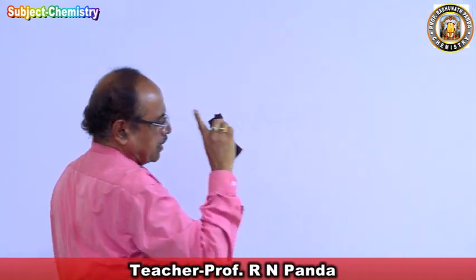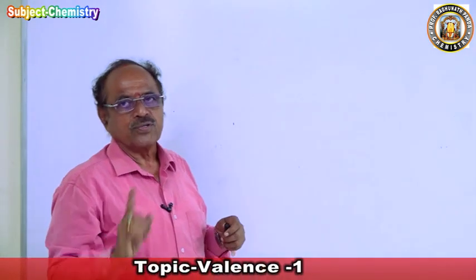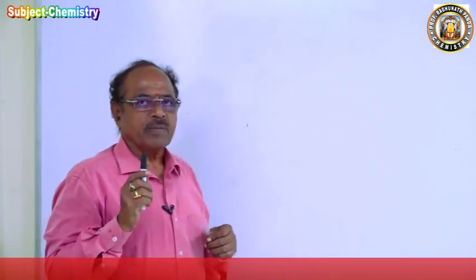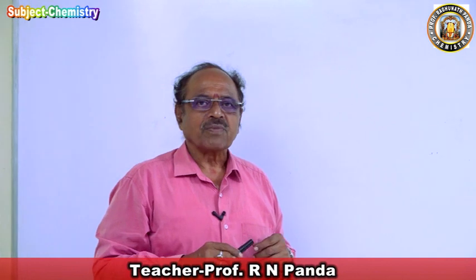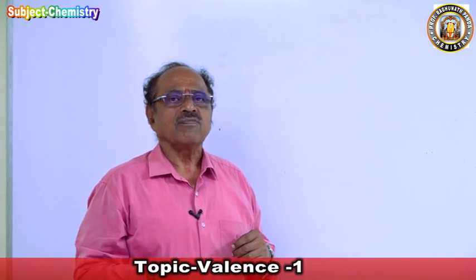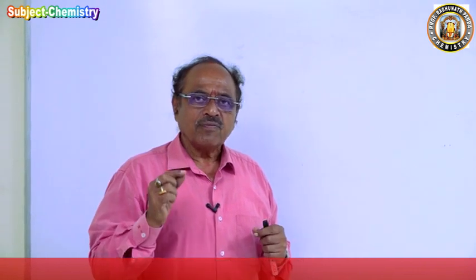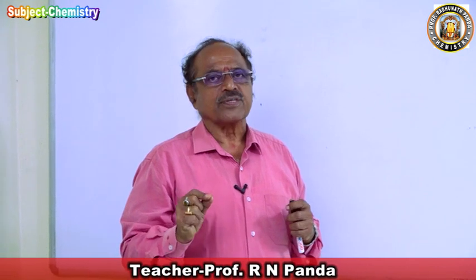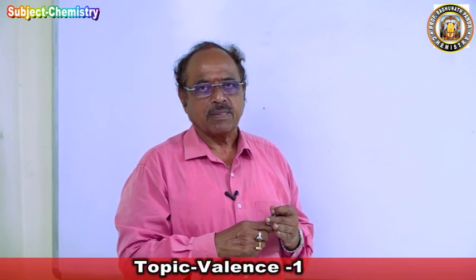Please remember that I am talking about the modern periodic table. Don't confuse it with the long form periodic table. So the group number indicates the number of electrons present in the outermost shell of the atom of an element, and the atoms of elements having similar electron configuration were placed under the same group of the periodic table.